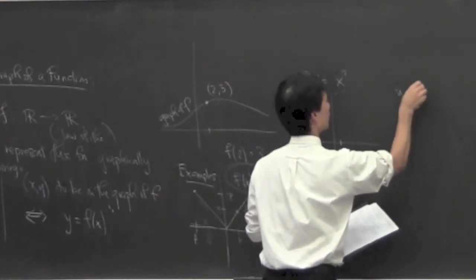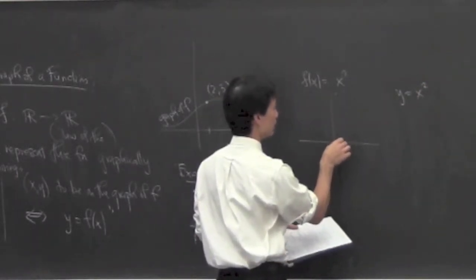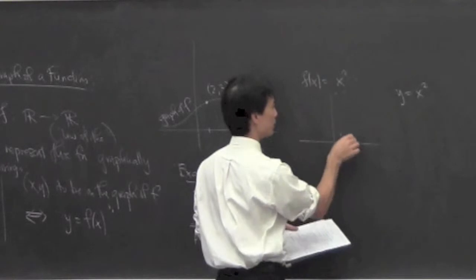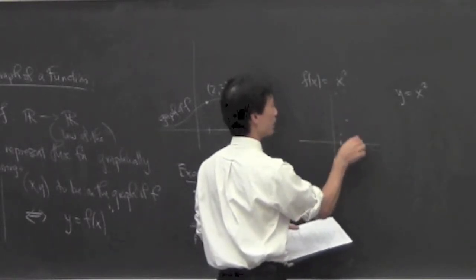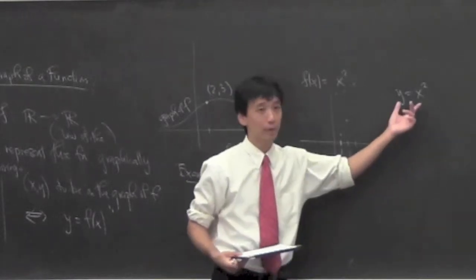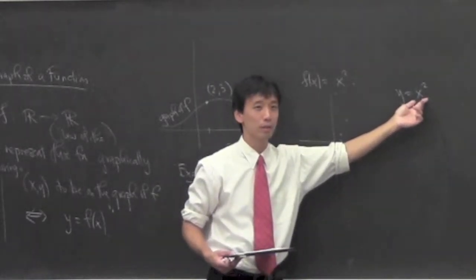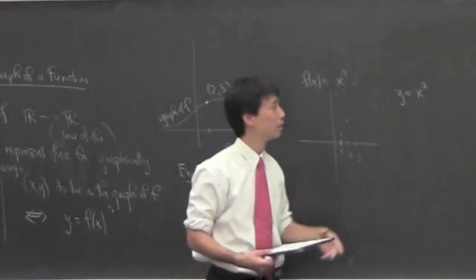Y value is x squared, right? And so at 1, you get 1, 2, you get 4, 3, you get 9, etc. And you see that this graph has some symmetry to it, right? If you put in negative x for x, you get the same one.